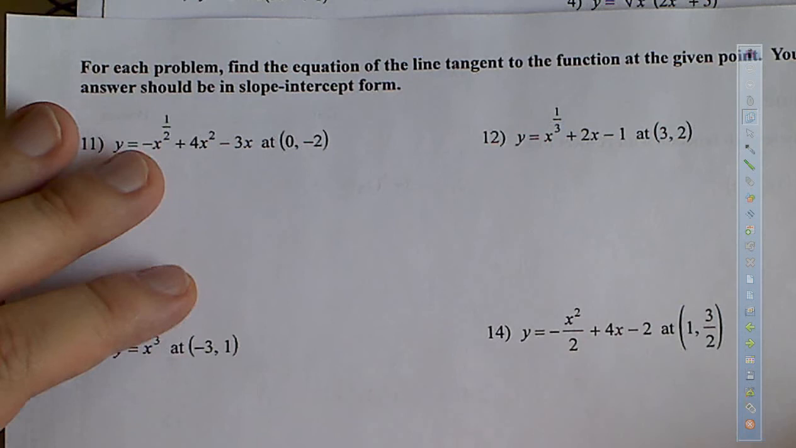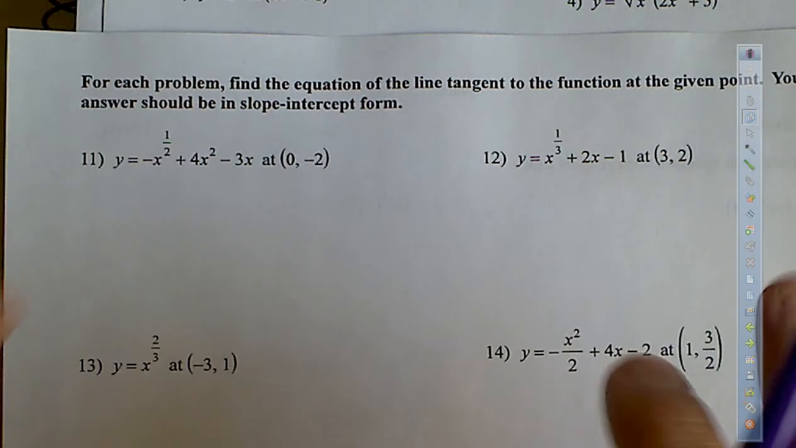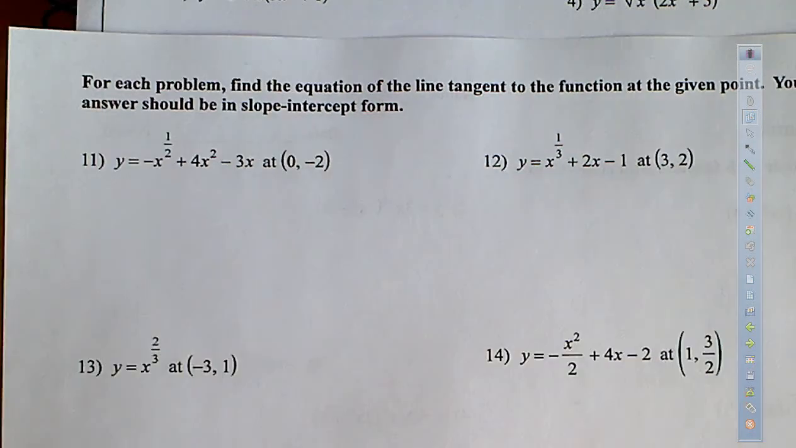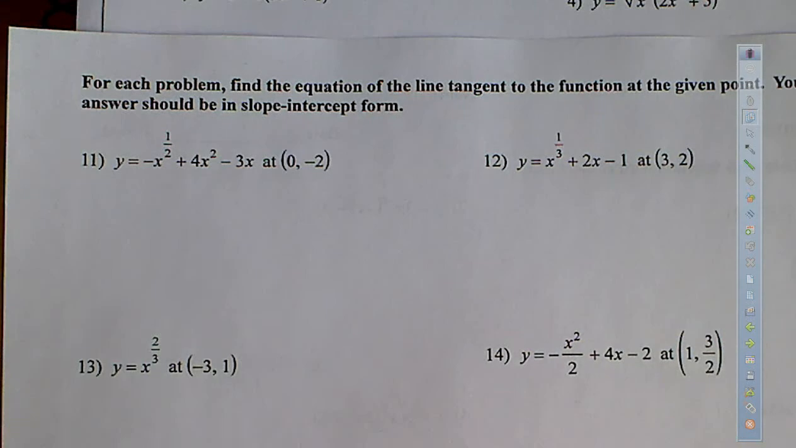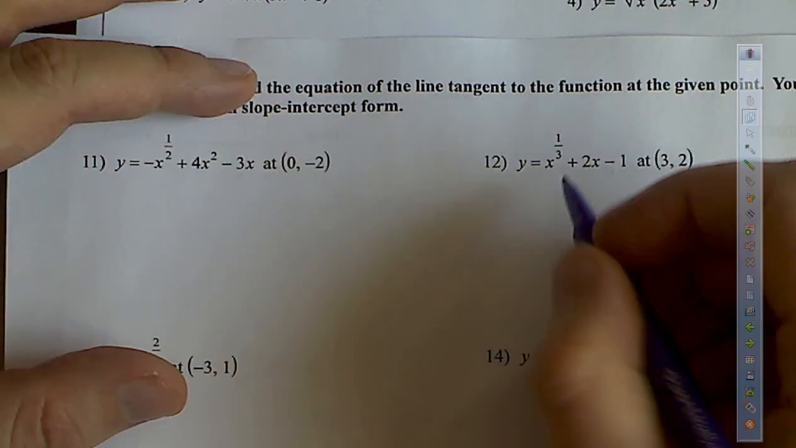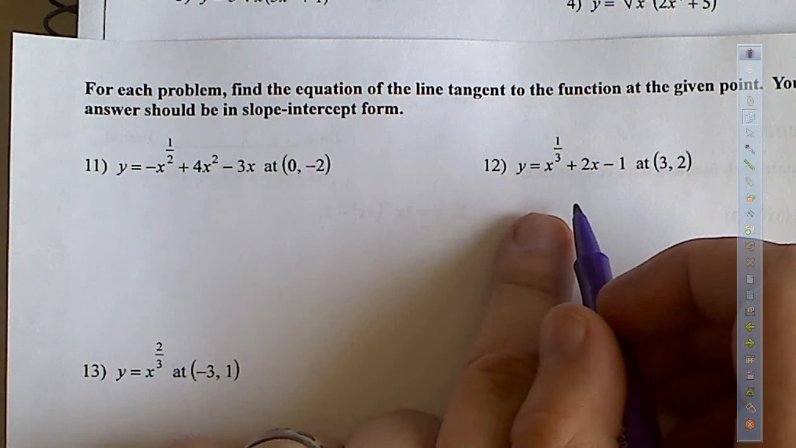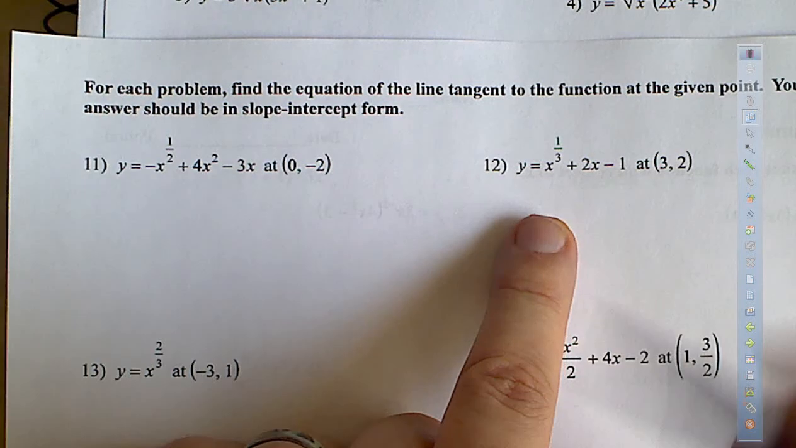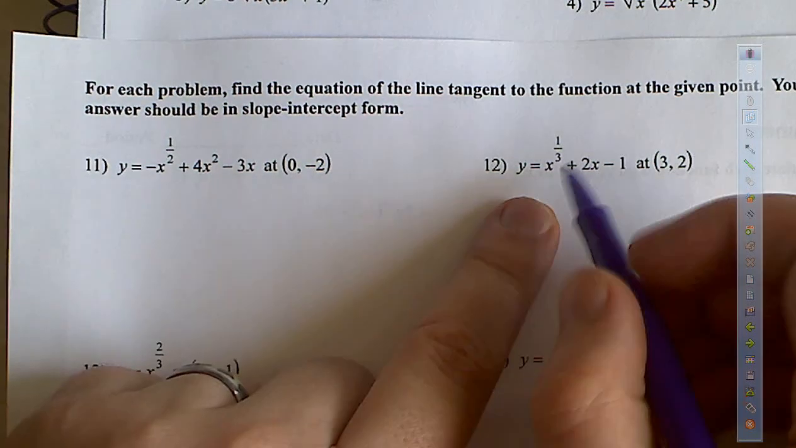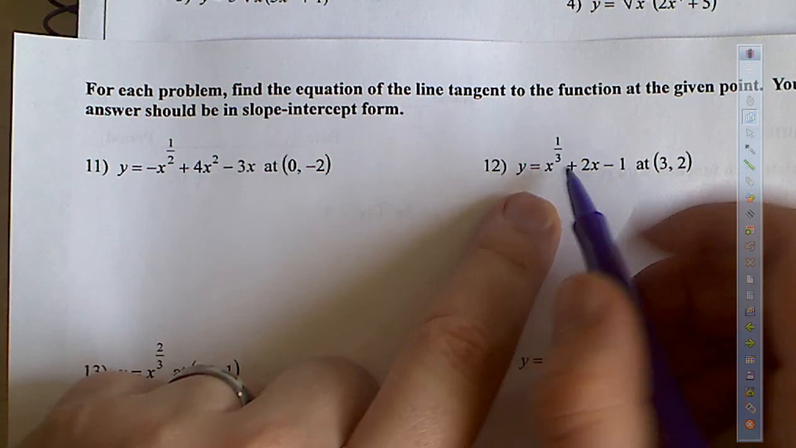So first you have to find the derivative so that you can find out what the slope of the line tangent is. So first we're going to do the derivative of this, which is going to be 1/3 times x to the negative 2/3 plus 2. We're going to have to substitute 3 in for x here.